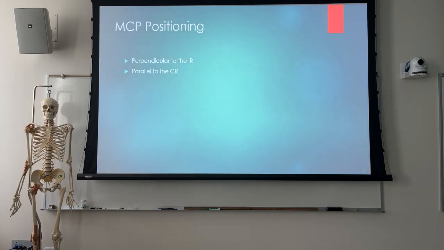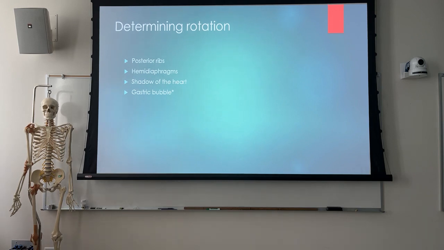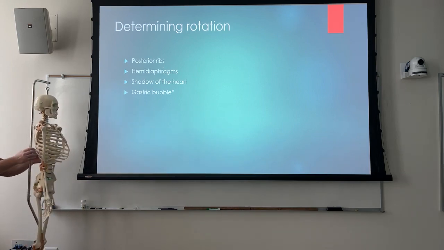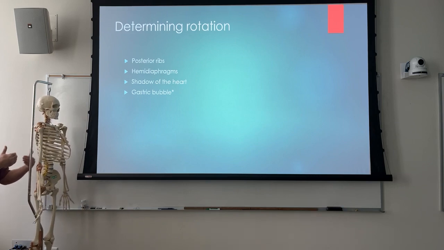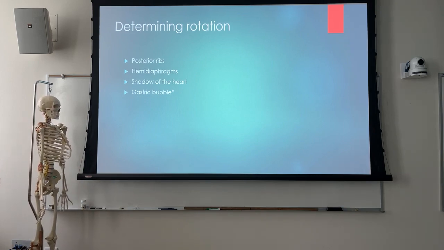All right, so mid-sagittal plane, perpendicular, mid-coronal plane, rather, perpendicular to the image receptor, parallel to the central ray. We've already gone through all that. So what we're going to look at to determine rotation are going to be the posterior ribs. All right, so what we want is perfect superimposition between the posterior ribs. A little bit of rotation is okay. You don't want a tremendous amount of rotation.